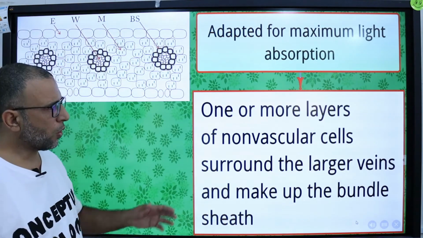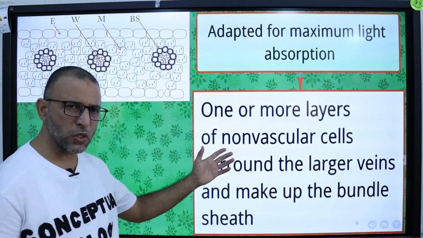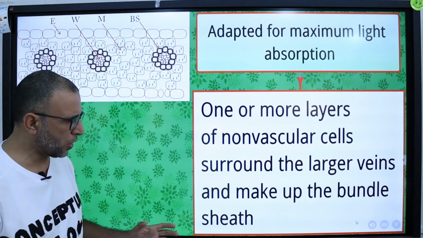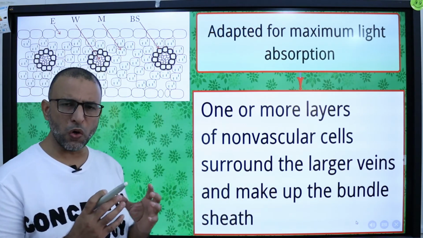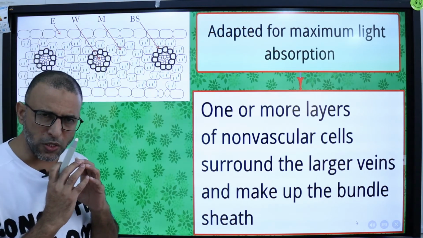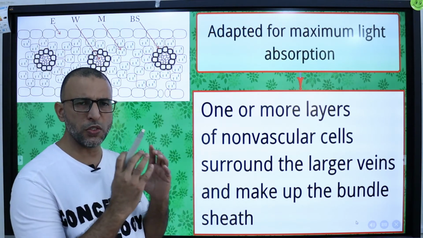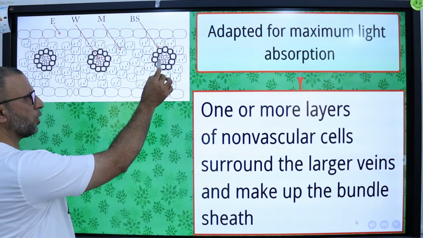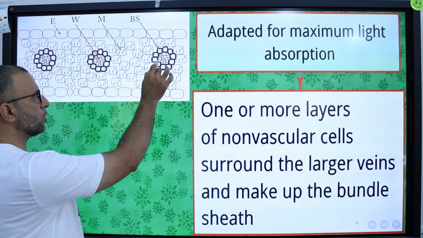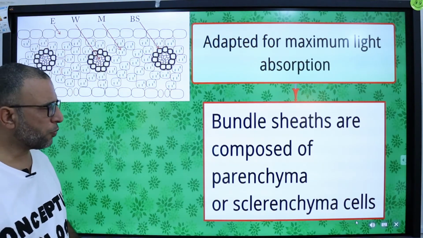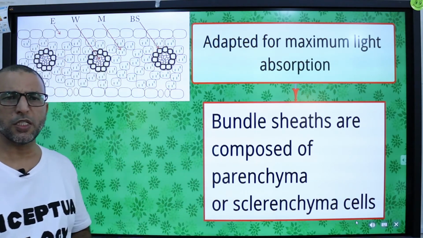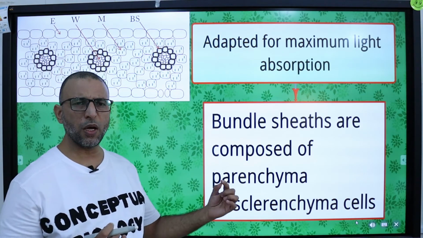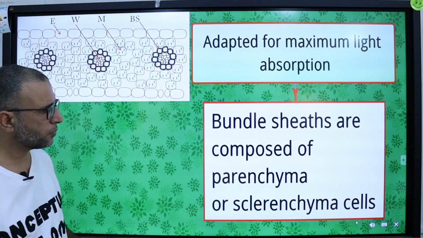What is the bundle sheath? One or more layers of non-vascular cells that surround the larger veins make up the bundle sheath. So, bundle sheath cells are non-vascular cells and they surround the vascular tissues. Vascular tissues are xylem and phloem. So, xylem is present towards the upper epidermis and phloem is present towards the lower epidermis. Bundle sheaths are composed of parenchyma or sclerenchyma cells. Parenchyma are thin-walled living cells and sclerenchyma are thick-walled dead cells.